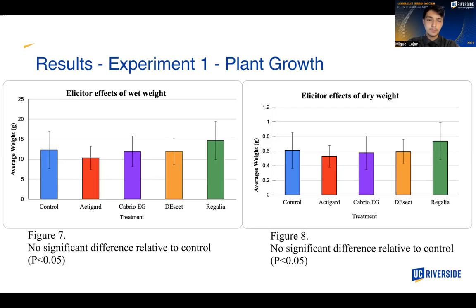And moving on to the graph on the right, we can see the results for dry weight. This is not much different from wet weights, as they are very similar in terms of growth. There are also no significant differences between the treatments and the control. And the analysis of the dry weights also did not have any treatment p-value lower than 0.05 relative to the control treatment.